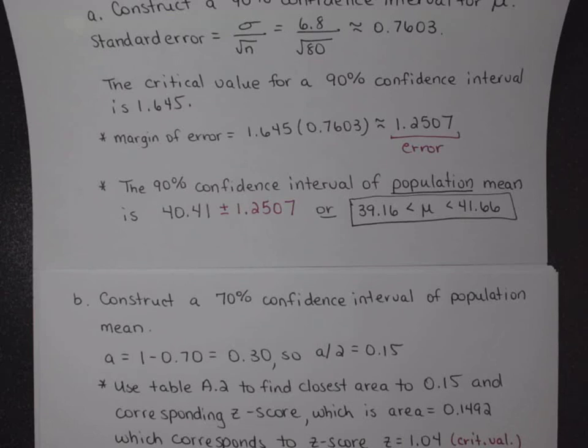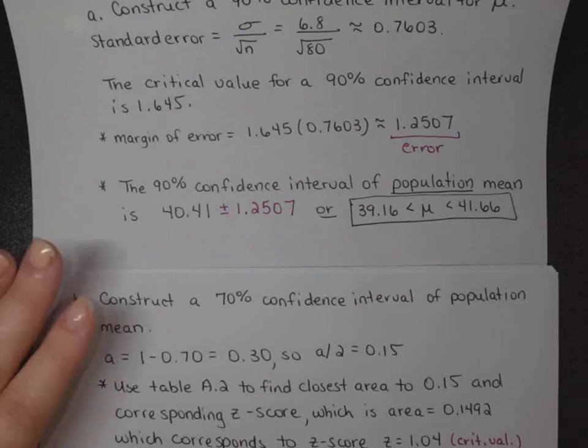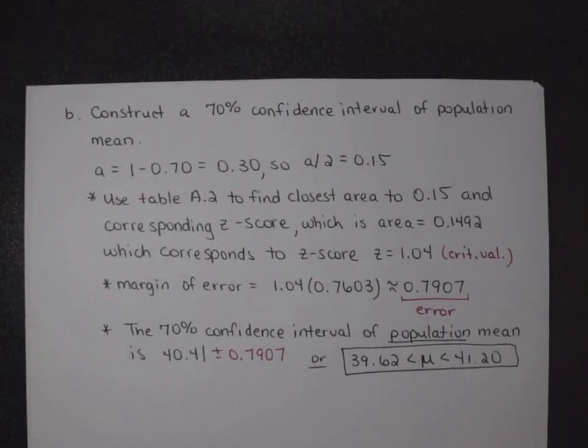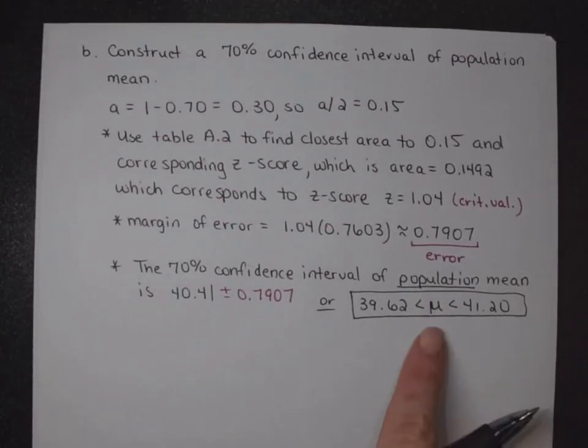And so let's do 40.41 minus the 0.7907. So that would be 39.62 if we round it. And then if we add that error to the 40.41, we should get 41.20. Okay, so if we can be less specific, then we don't have to extend the window out very far. Okay, notice we're a little more compact there.